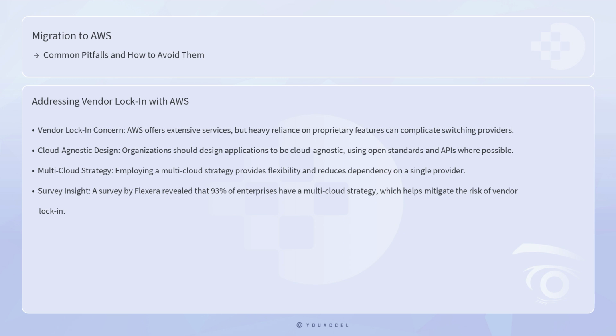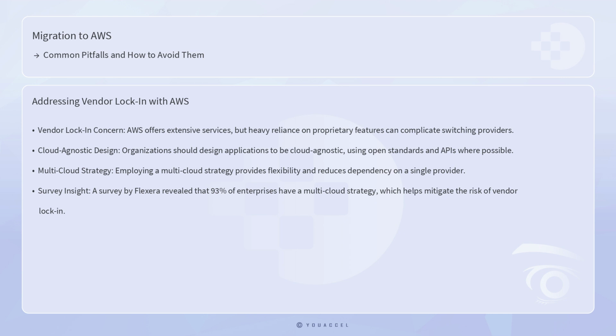Vendor lock-in is a concern that organizations must address when migrating to AWS. While AWS offers a wide range of services and capabilities, relying too heavily on proprietary AWS features can make it difficult to switch to another cloud provider in the future.